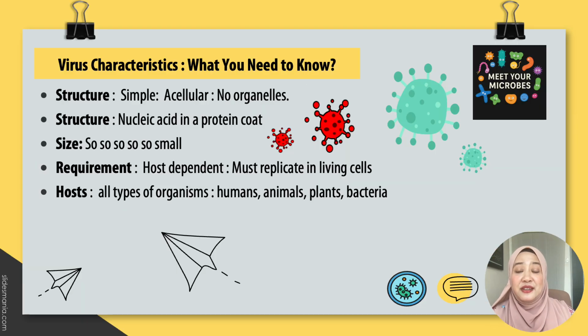Now let us talk about its structure. Viruses are very simple beings. They're not prokaryotes like bacteria. They're also not eukaryotes like fungi. They are acellular organisms, which means they don't have any organelles. Instead, they have either a DNA or an RNA inside a protein coat, and that's it. In terms of size, they're very tiny. When we say bacteria are small, viruses are much smaller.